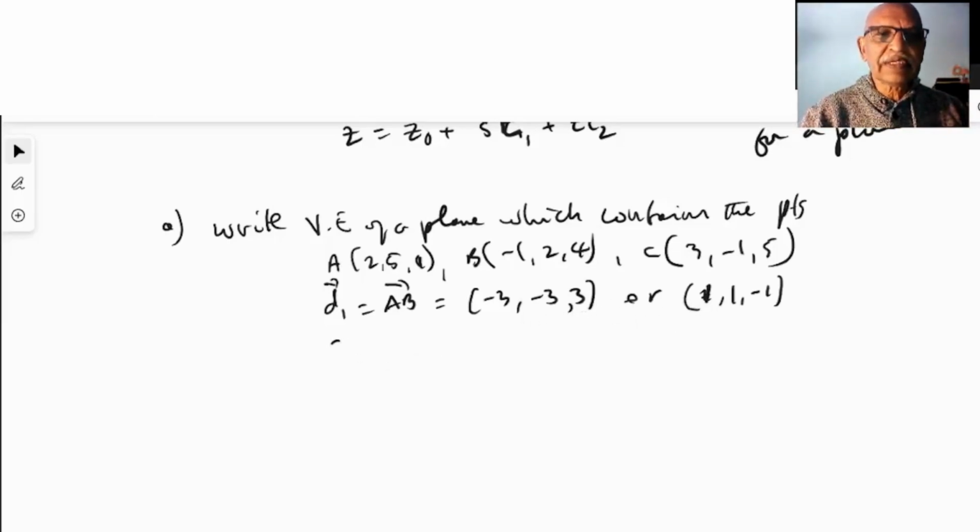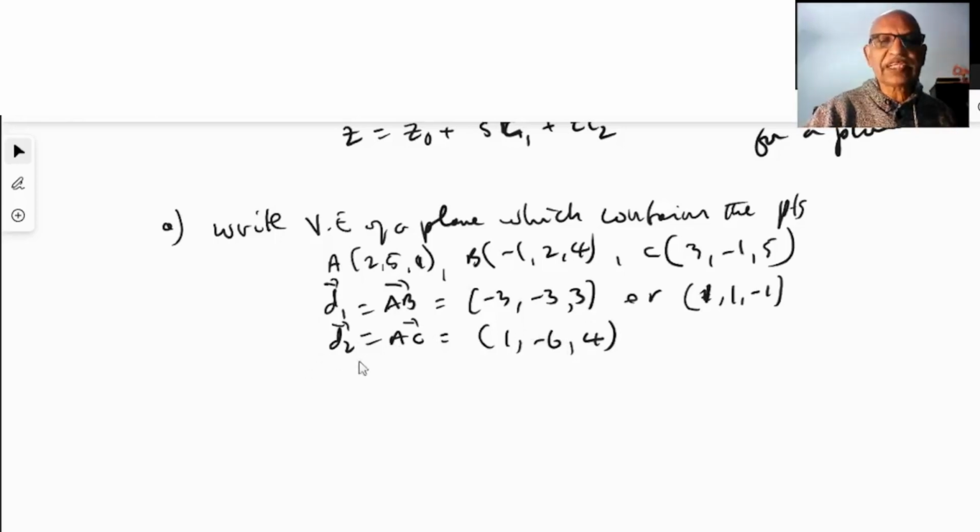Direction vector 2 is AC. AC will be coordinates of C minus coordinates of A. So 3 minus 2 is 1. Negative 1 minus 5 is negative 6. 5 minus 1 is 4. So since I have two direction vectors now, I'm writing the vector equation. Therefore I have two direction vectors.